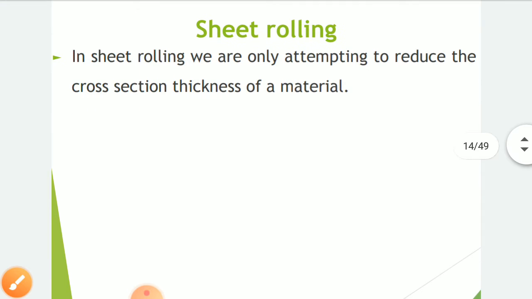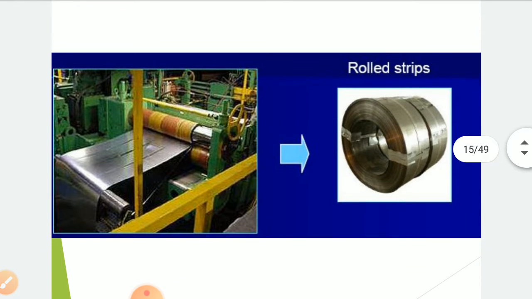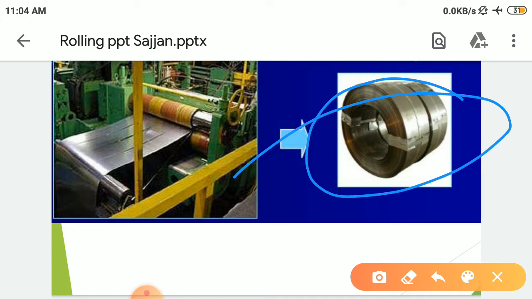Now see the sheet rolling. So in sheet rolling we are only attempting to reduce the cross-sectional thickness of material. So sheet rolling में क्या होता है, जो शीट अपने पास है उसका हम थिकनेस जो है वो रिड्यूस करते हैं और उसको रोल कर लेते हैं. एज यू कैन सी इन दिस डायग्राम, उसको एक बंडल की फॉर्म में रोल करते हैं. सो यू कैन सी हियर, दिस इज ए शीट विथ रिड्यूस्ड thickness.